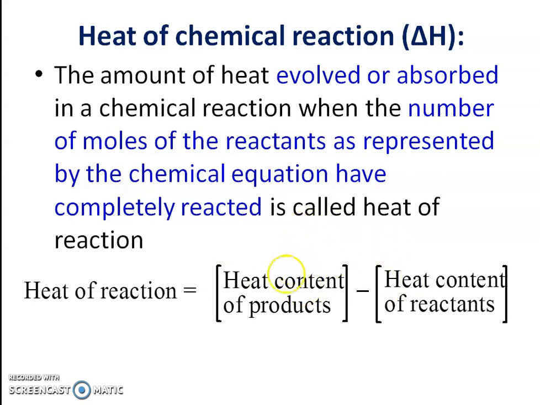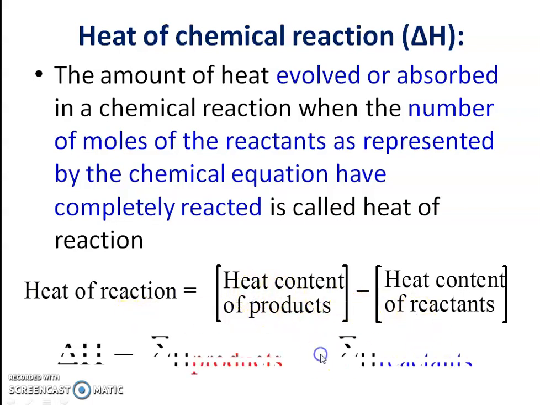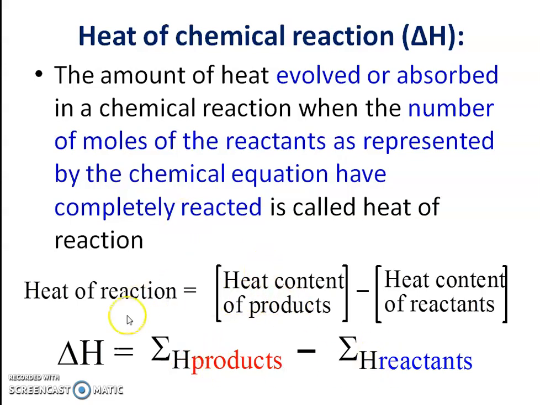So heat of reaction is calculated from the heat content of products and the heat content of reactants, and it is equal to the heat content of products minus the heat content of reactants. Therefore, heat of reaction is equal to the sum of enthalpies of products minus the sum of enthalpies of reactants. So it is the enthalpy difference between products and reactants. This is about heat of reaction.